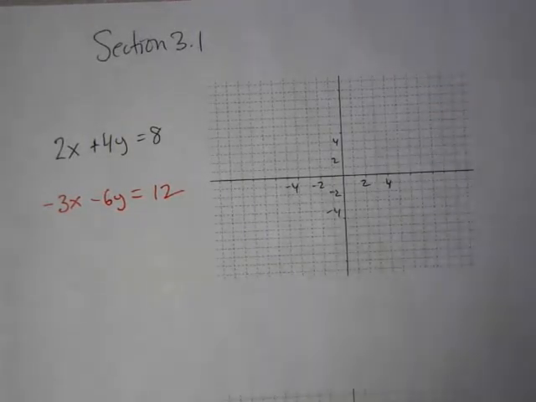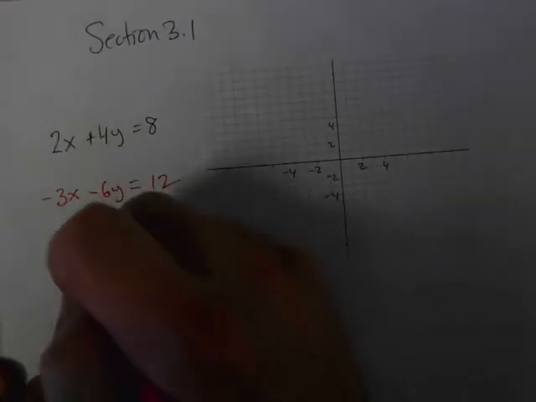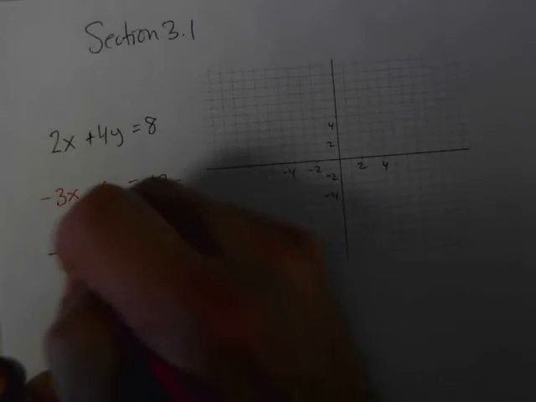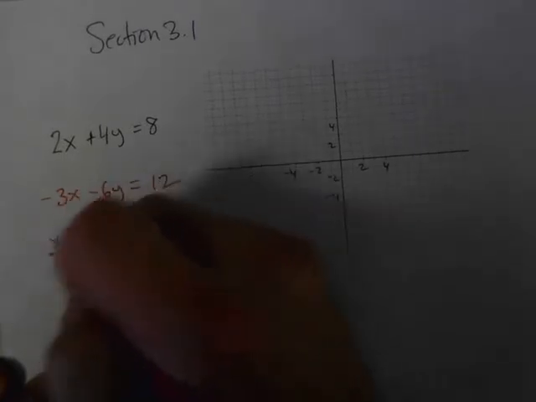Alright, there are a few interesting situations that we need to talk about when solving by graphing. So I got a couple problems here, a couple more I want to do. 2x plus 4y equals 8, negative 3x minus 6y equals 12. Once again, if I'm solving this, I'm not going to get y all by itself. I'm just going to build myself a little table.